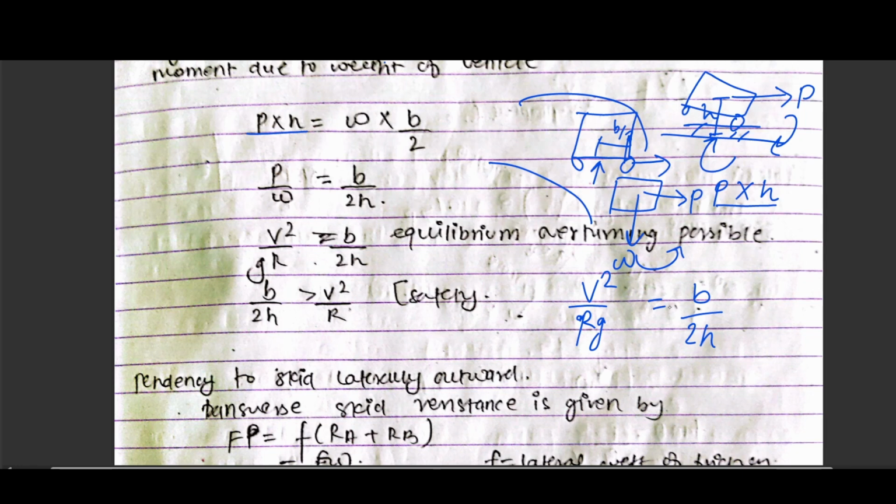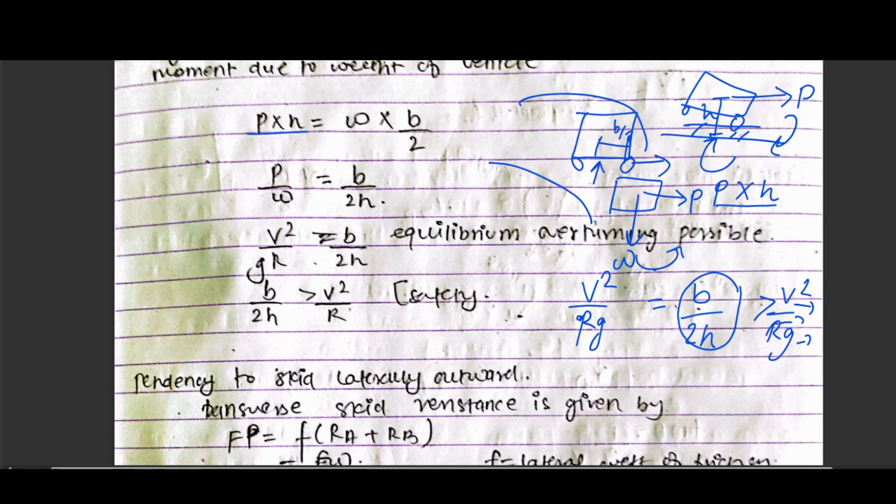But for the vehicle to be in a safe state, the b by 2h should be greater than v square by rg. Why? Because b and h are vehicle properties, but v and this R are the velocity of the vehicle and the radius of the curve. Velocity of the vehicle is not a vehicle property, it is the driver property, right? So b by 2h as a vehicle property should be more than the things that the curve can impact. If the velocity is high, then the curve will impact more, and if the radius of curvature is very small, then there will be a sharp turn, and that will cause more overturning. So this vehicle property should always be more than the property that the curve will impact.